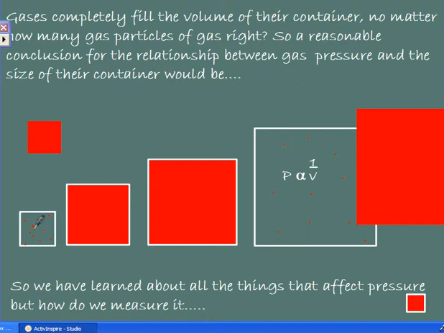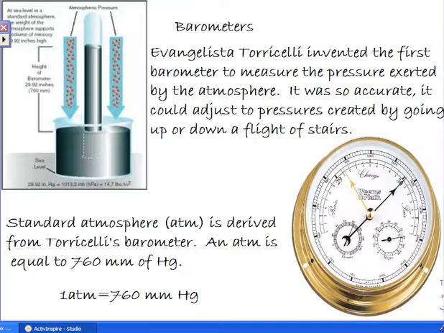How do we measure it? So atmospheric pressure was a hard thing for early scientists to figure out. How do you measure that, really? Well, Evangelista Torricelli, who is a male, developed a barometer. And basically the barometer measures the pressure exerted by the atmosphere.